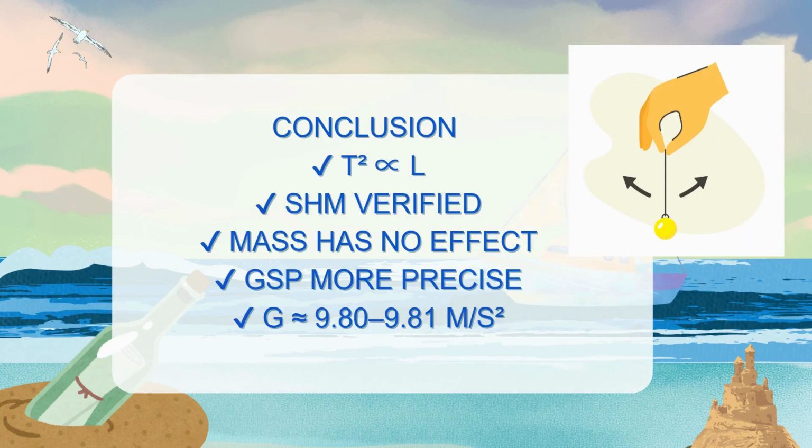For the conclusion, the experiment successfully verified that the square of the oscillation period is directly proportional to the pendulum length. The result confirmed that a simple pendulum follows simple harmonic motion for small oscillation angles. The experiment also demonstrated that changing the mass from 30 grams to 45 grams does not affect the oscillation period. Although both graph plotting methods produce accurate results, GSP was more precise and consistent than freehand graph drawing. Finally, the calculated value of gravitational acceleration was approximately 9.80 to 9.81 meters per second squared, which is in excellent agreement with the accepted value.